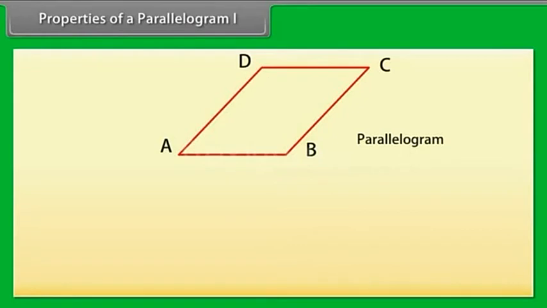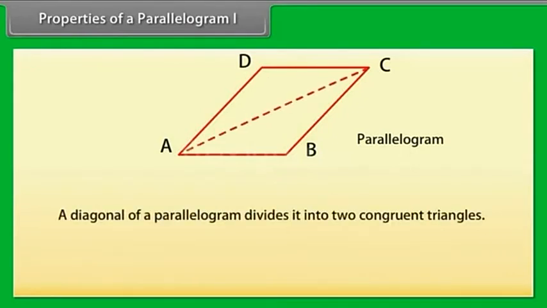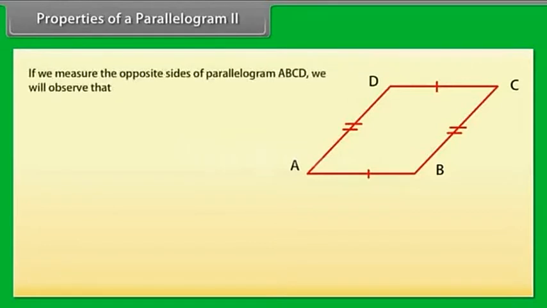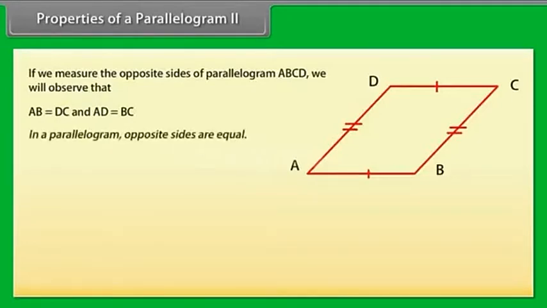Next topic is properties of a parallelogram. The first property of a parallelogram says that a diagonal of a parallelogram divides it into two congruent triangles. Now we know that a diagonal divides the parallelogram into two congruent triangles. If we measure the opposite sides of parallelogram ABCD, we will observe that AB is equal to DC and AD is equal to BC, which is another property of a parallelogram. It says that in a parallelogram opposite sides are equal.